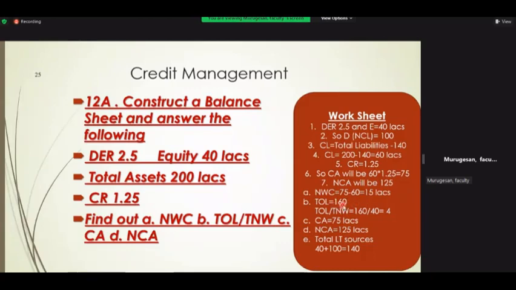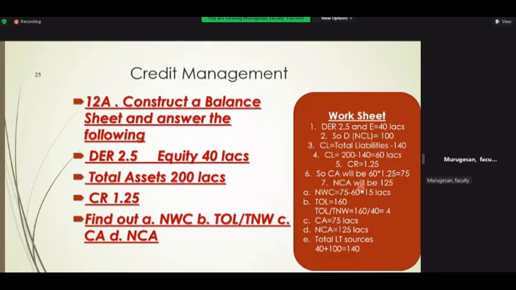So the TYL we just discussed is 160 divided by 40, which is 4. CA is 75 lakhs. NCA is 125 lakhs. Total LT sources are 40 plus 100, 140. So all the 5 marks, this is a worksheet illustration. Understood?